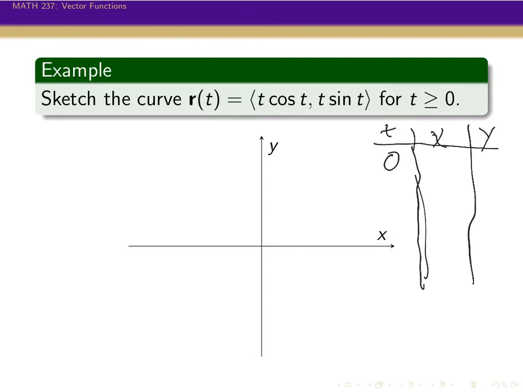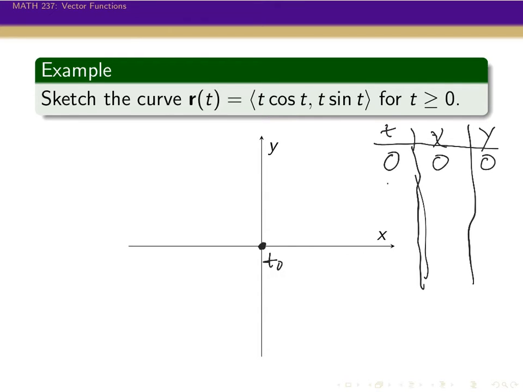So we're starting at t equals 0. Well, so then for the x coordinate, it'd be 0 times cosine of 0. Well, 0 times anything is 0, and same thing for the y coordinate. So at t equals 0, I'm starting at the origin. So there we are at t equals 0.